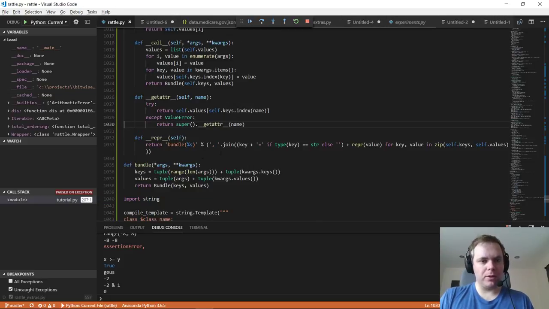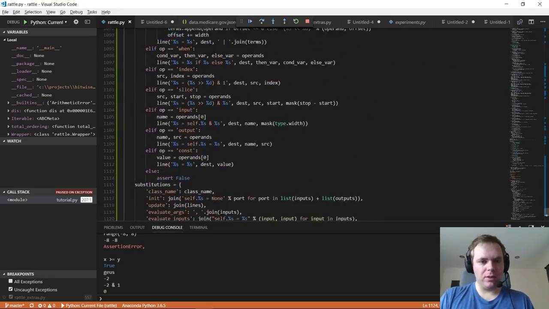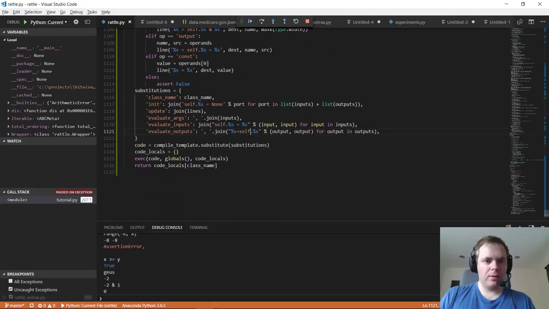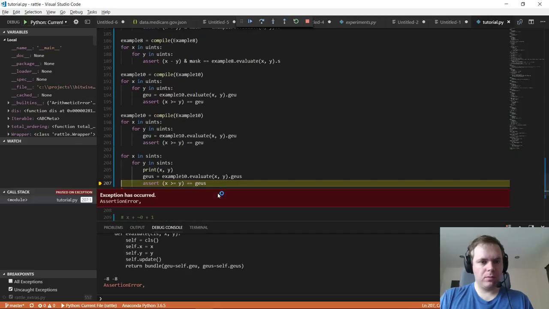Sorry, I think this is a small issue in the simulator where I don't mask in a case where I should. Just one sec. So GEUS is T30. T31. T3, T4, T5. Those are all one bits.